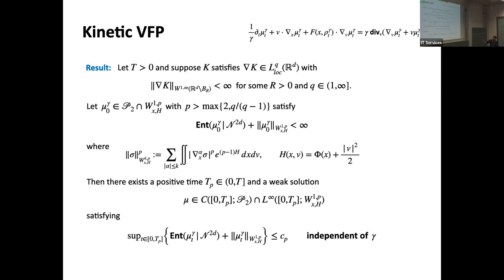But if the initial data in this sense is uniform in gamma, then there exists a positive time, so a local solution. We could not globalize this. And a weak solution, so in the distributional sense, such that this is uniform in gamma as well. So we also get propagation of the same bounds in time for a short time for these quantities. Now if you were to choose P to be larger than D, then even in this weighted space, it will give you a Sobolev embedding that ends up in L infinity.